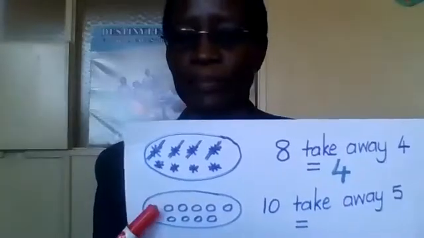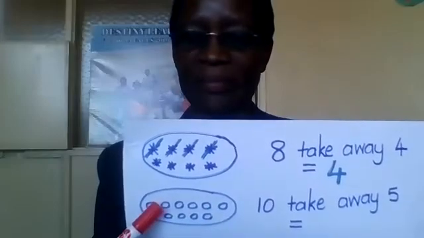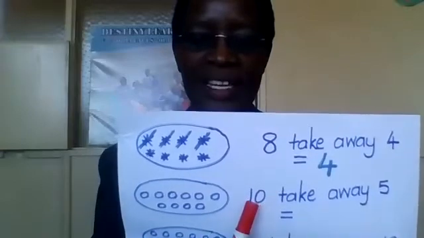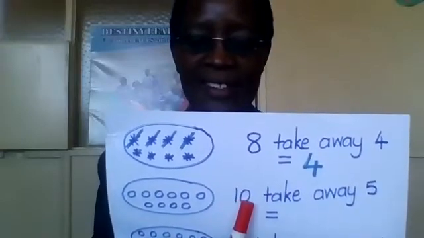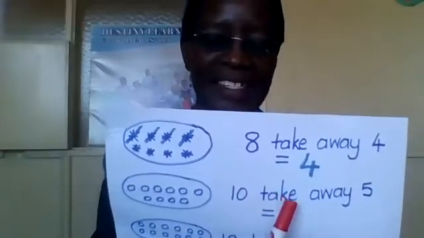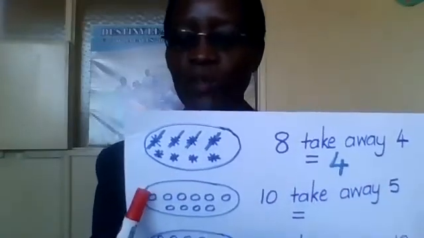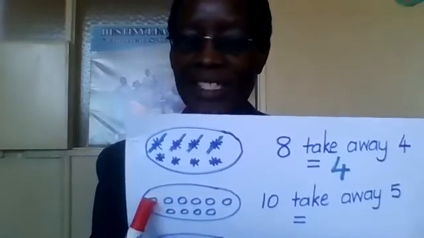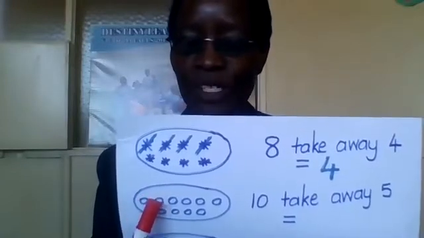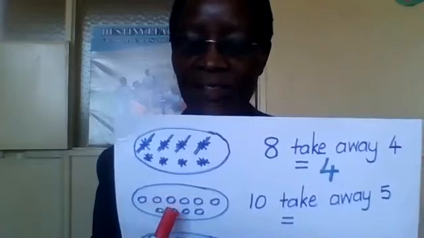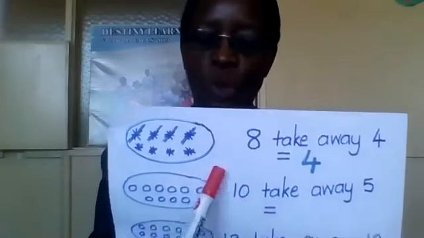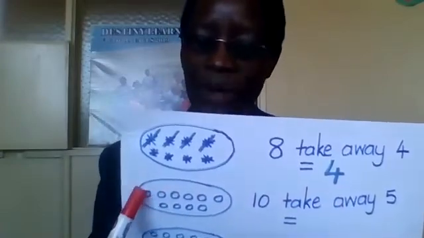All right, good. Now let's look at the second sum. You see that sum? Good. Now, what is my story there? Let's read my story. 10 take away 5 equals. Very good. And then I've drawn 10. These are sweets there. You see my sweets? 1, 2, 3, 4, 5, 6, 7, 8, 9, 10. So 10. Now you take away 5.